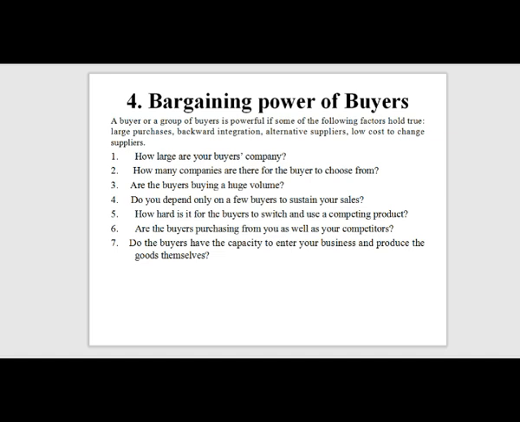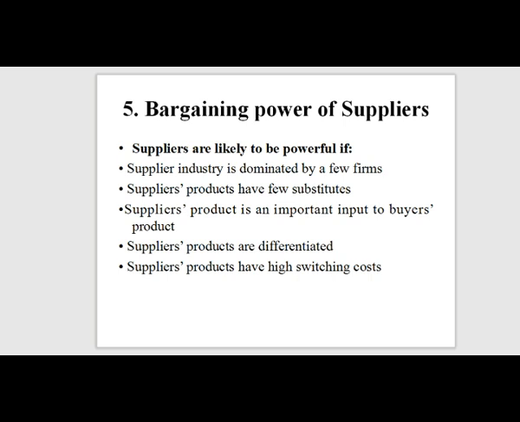Bargaining power of suppliers. Suppliers are likely to be powerful if the supplier industry is dominated by a few firms. Suppliers' products have few substitutes. Suppliers' product is an important input to buyers' product. Suppliers' products are differentiated. Suppliers' products have high switching cost.